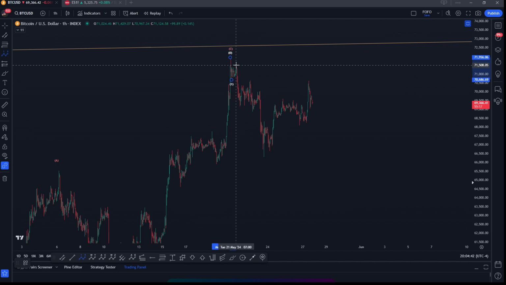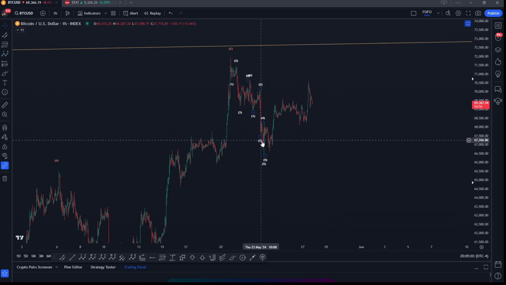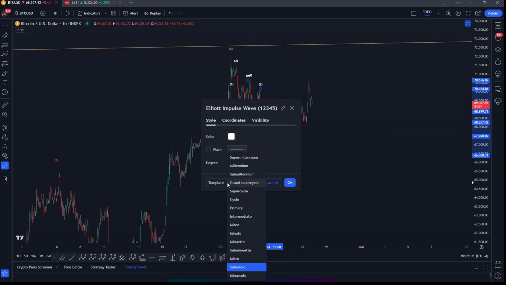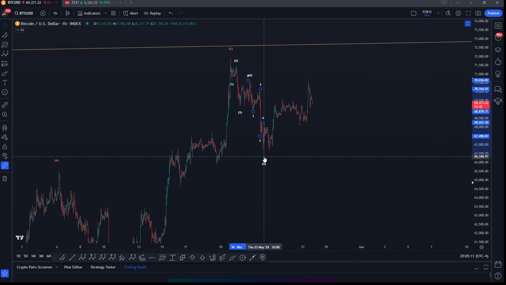What if I did this? 1, 2, 3, 4, 5, with an extended fifth wave. 1, 2, 3, 4, 5. I told you, there's multiple ways you can label this. And that's one of them.